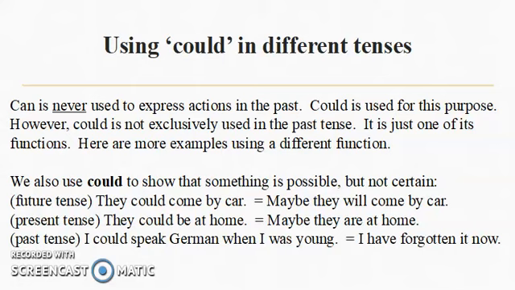It has different functions, and here are some examples using different tenses. For example, we could say, they could come by car. Future tense, meaning that maybe they will come by car. We could use it in the present tense. They could be at home. That means maybe they are at home now. Past tense. I could speak German when I was young. It basically means that now I have possibly forgotten most of the German language that I knew.